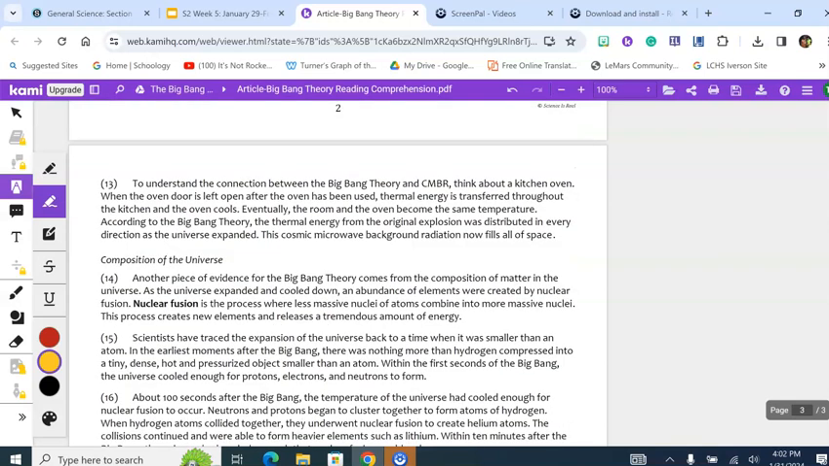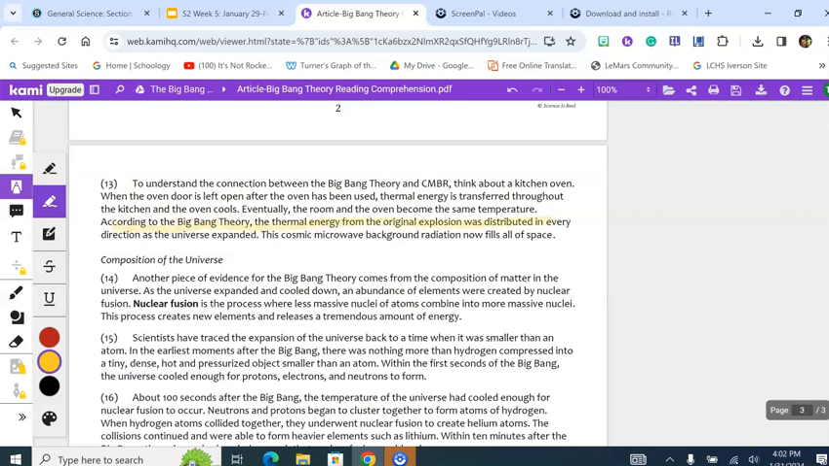Paragraph number 13. To understand the connection between the Big Bang Theory and the CMBR, you have to think about a kitchen oven. When the door is left open after the oven has been used, thermal energy is transferred throughout the kitchen and the oven cools. Eventually, the room and the oven become the same temperature. According to the Big Bang Theory, the thermal energy from the original explosion was distributed in every direction as the universe expanded. This cosmic microwave background radiation now fills space.